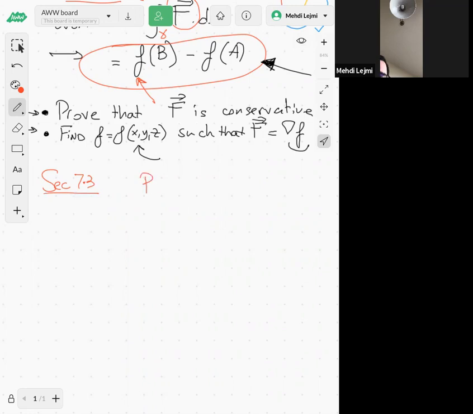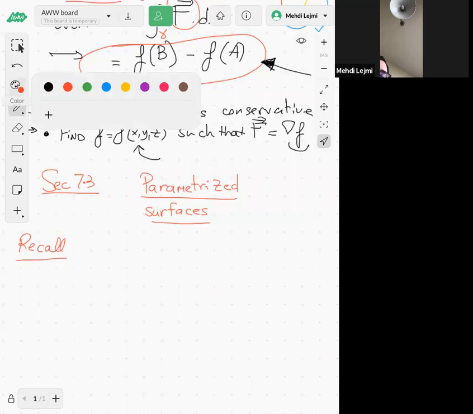Parameterized surfaces. I'm gonna remind you very quickly what we did last week, and then I'm gonna define the tangent space to a surface, and then we're gonna compute the area of a surface. So first, let me just recall: what's the parameterization of a surface?